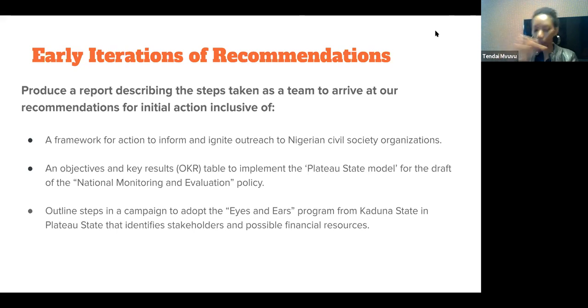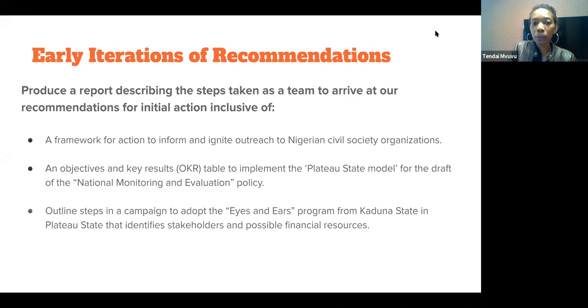So coming up with clear objectives and a key result table seemed to be an initial step in the right direction on how the team in Nigeria could implement their own Plateau State model that was going to be adopted from the national M&E policy, and that was going to be very context specific and meet the needs of the people in Plateau State.